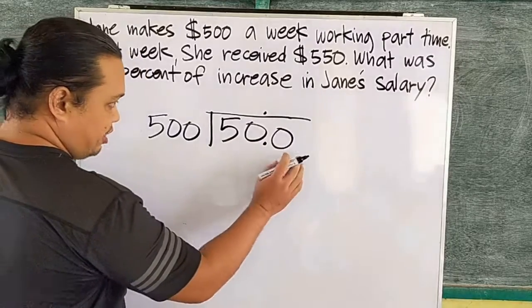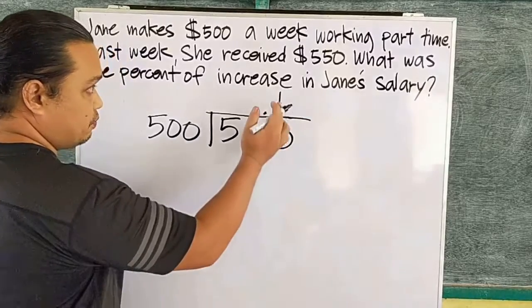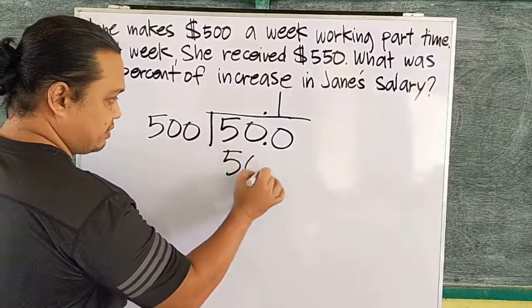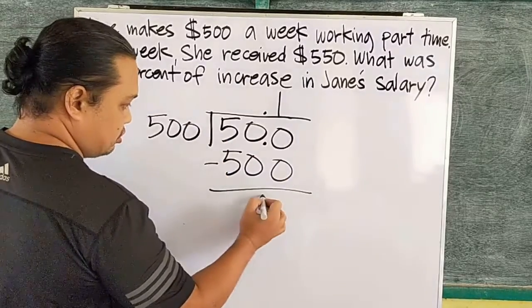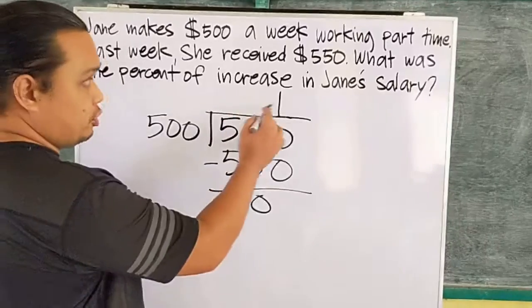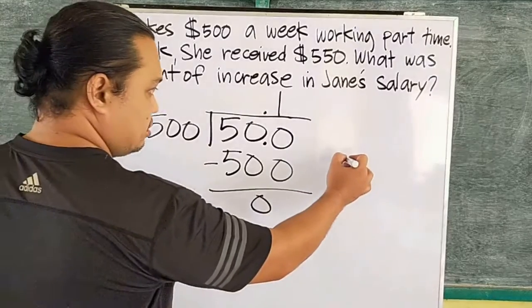Now 500 divided by 500 is 1. Now 1 times 500 is 500. And let's subtract: 500 minus 500 is 0. So our answer is 0.1. Okay, so 0.1 here.